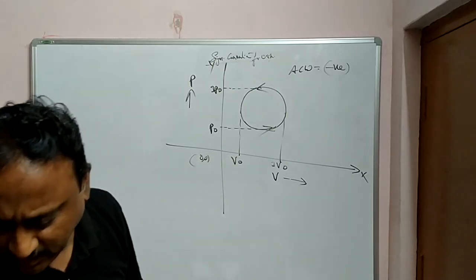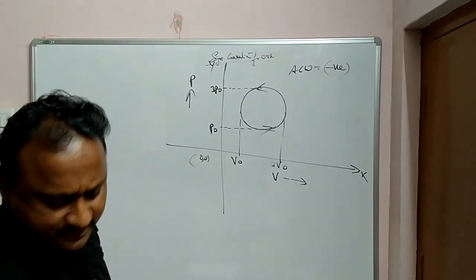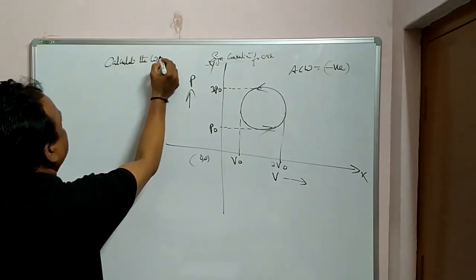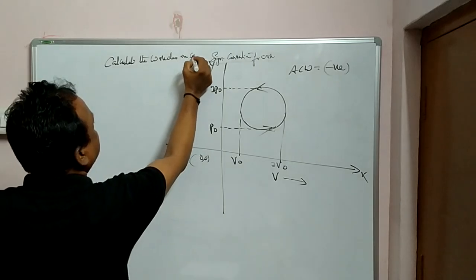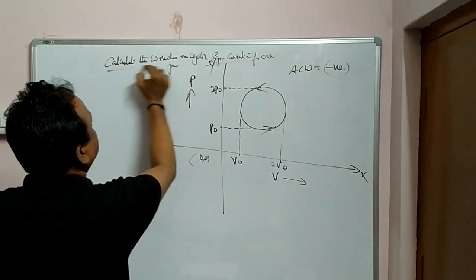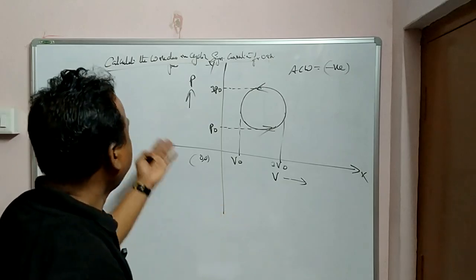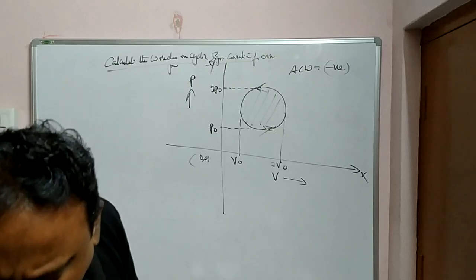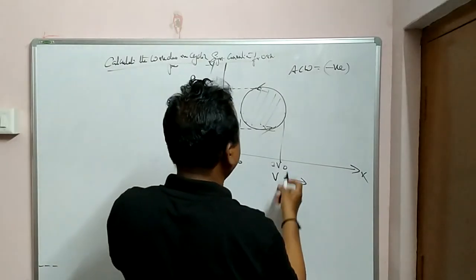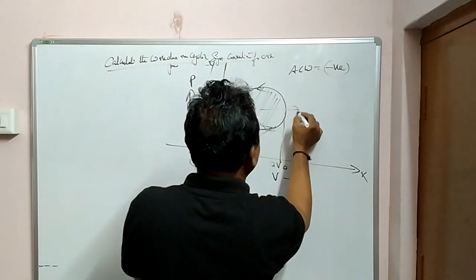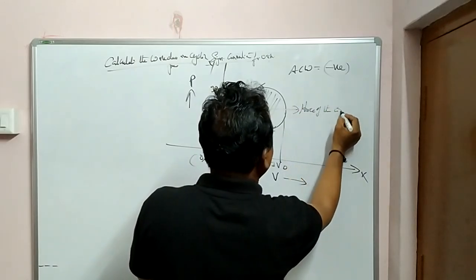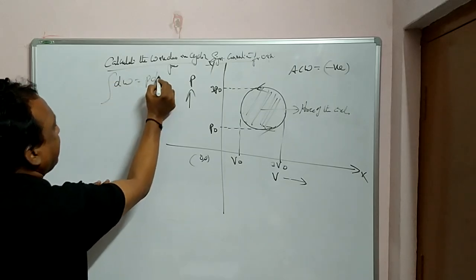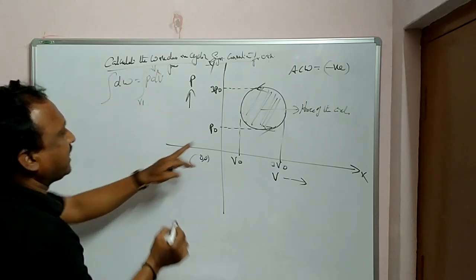Now he is asking you to calculate the work done in the cyclic process. What is work? I just told you: integral PdV, or the area of this circle. If you calculate the area of this circle, you will get the work done. What is work done? Integral PdV from V1 to V2, or the area of the curve.